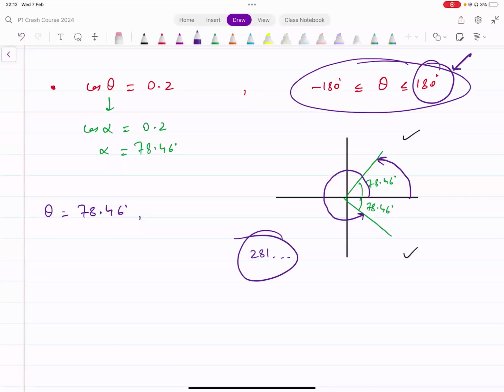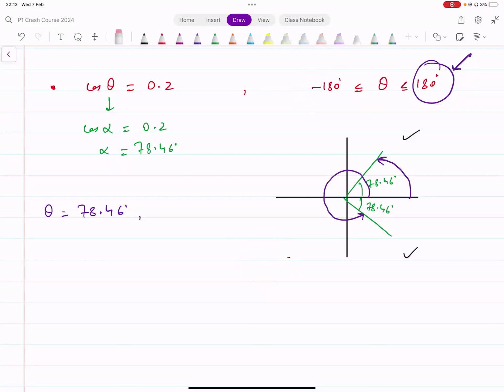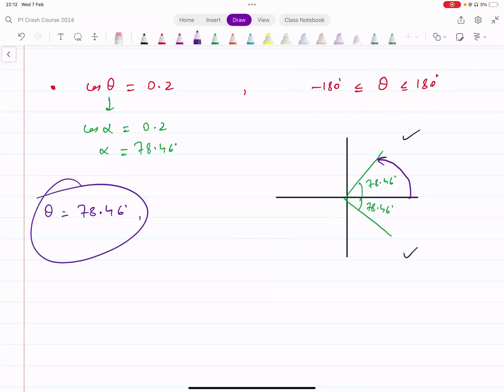So we say this is not a possible answer, because this is outside the interval. So we don't consider this. Okay. So in the positive direction, we can't find any other answer then. This is the only answer that we've got.